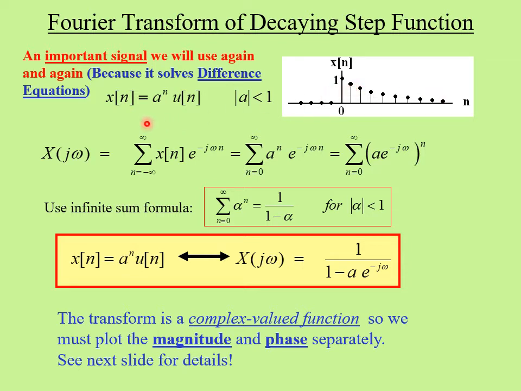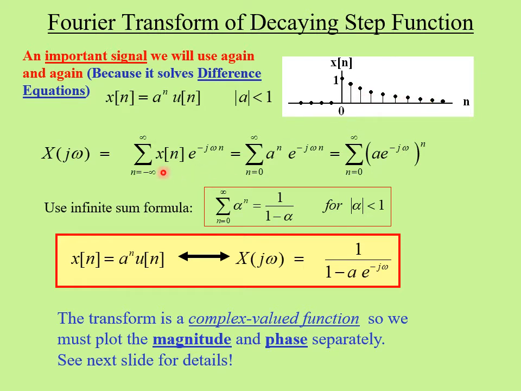Now, sometimes the arguments here might be complex, which makes it a little more complicated. But in general, this is an important signal that we're going to want to use. So the mathematical form of this, x of n, the sequence, is equal to some base a raised to the nth power times the step function u of n. For this chapter, the magnitude of a has to be less than 1. So a might be 1/2 or 0.9 or something like that, and no matter its value, this will always be a decaying step function.